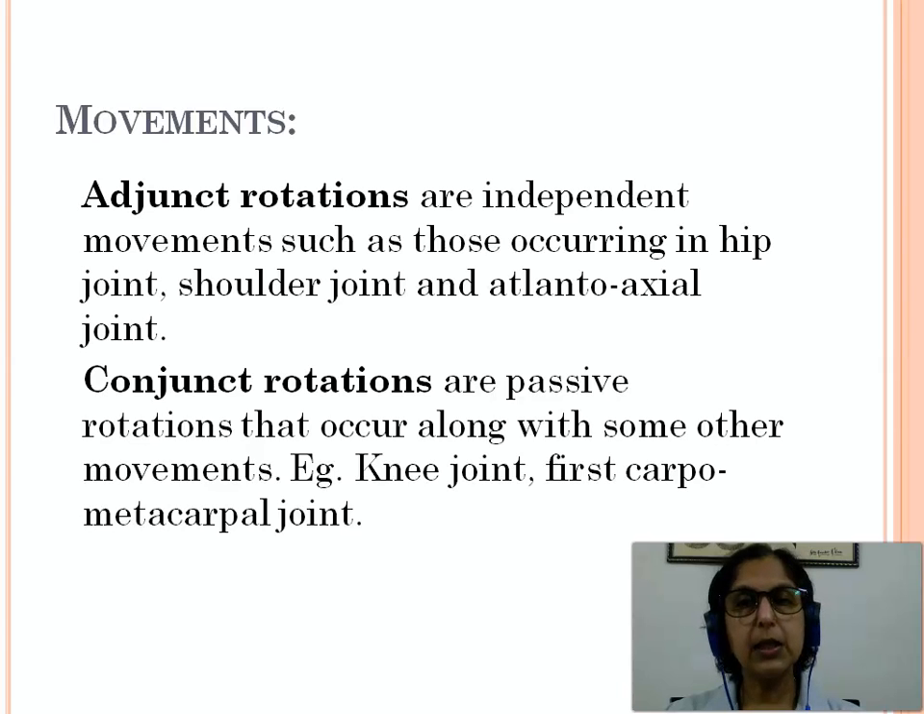Similarly, in the first carpometacarpal joint, medial rotation occurs along with flexion, and similarly, lateral rotation occurs along with extension. So these are conjunct rotations, passive rotations that occur along with some other movements.